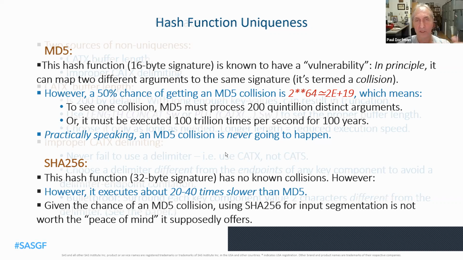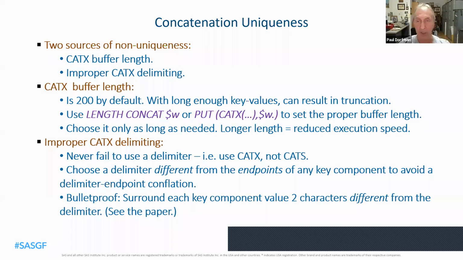So now the second part of achieving uniqueness is to make sure that when we concatenate the components of the composite key, we don't get a one-too-many situation. Well, we know that we use the CATX function. It's 200 by default, so we have to provide enough length for it ahead of time. Use the LENGTH statement, so that there would be no chopping or trimming of this value within the buffer. But just remember that longer length actually reduces execution speed. Hark back to what Don just said about that in this regard.